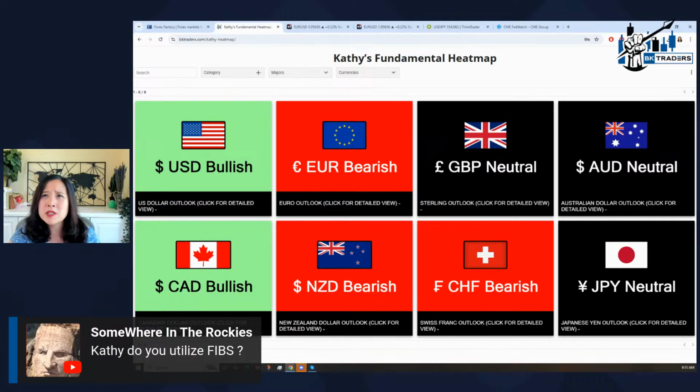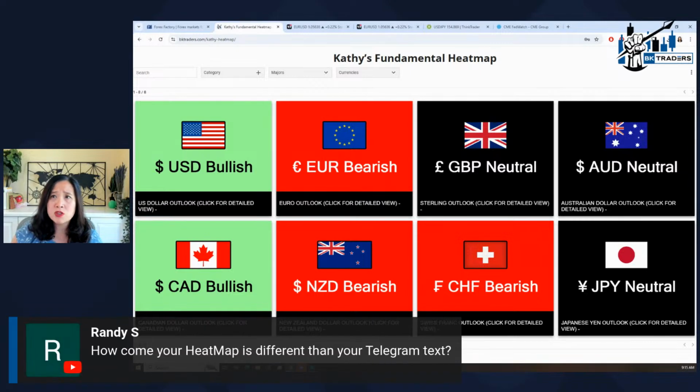Randy, how come my heat map is different from my Telegram text? This is the latest one. I don't think it should be different. Maybe you have an older Telegram text, and the Telegram text is just for our BK members.